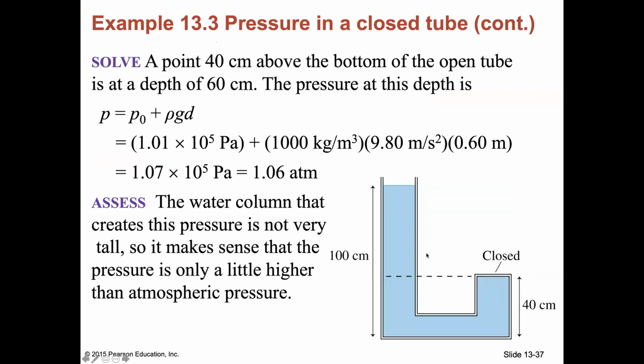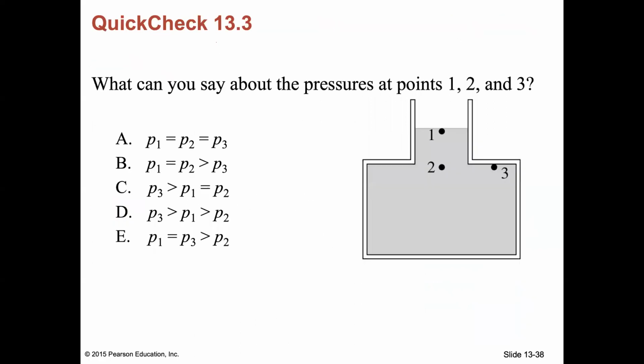Okay, so the way is P equals P0 plus rho g d. D is the height above the horizontal line, which is 100 minus 40 centimeters. Then rho, of course, is the density of water. g is 9.8. So you can calculate the pressure here. So that's an easy task.